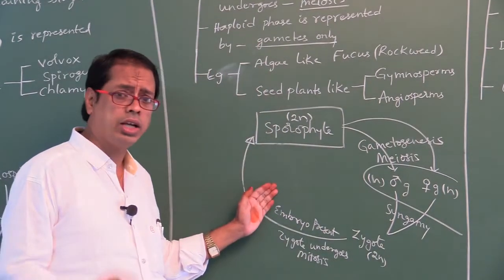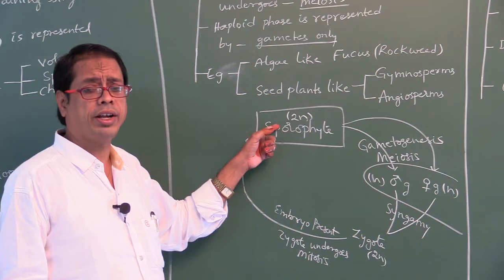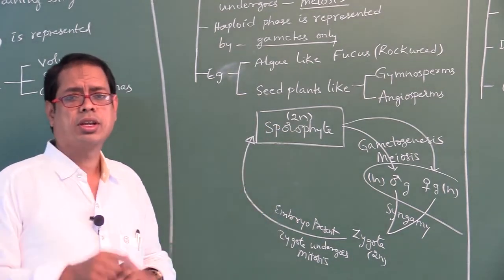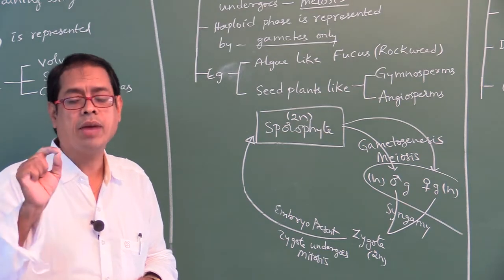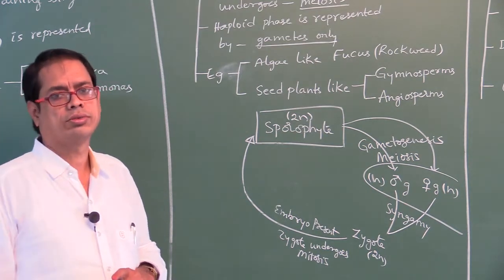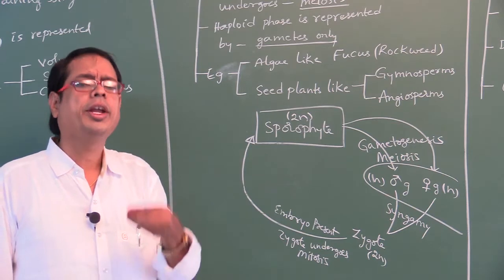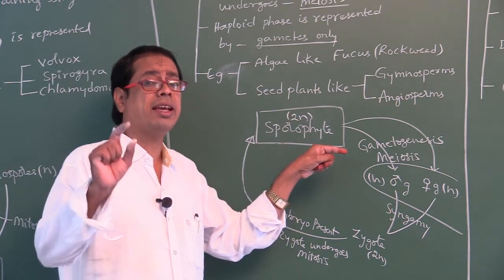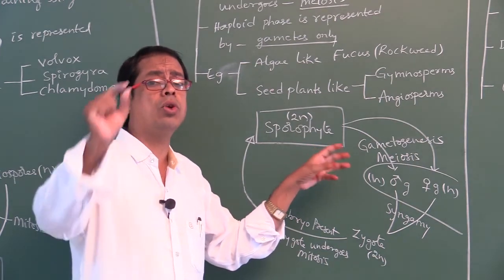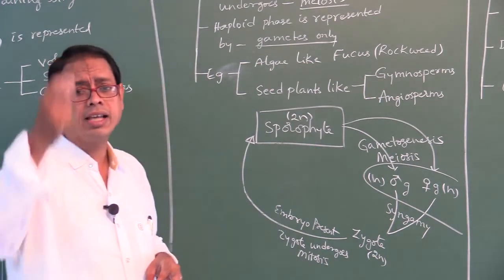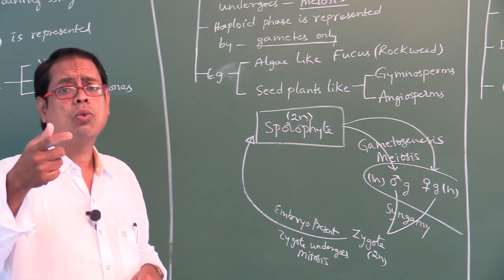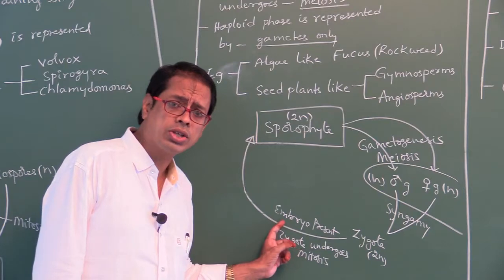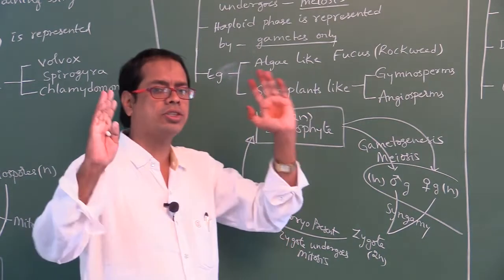In diplontic life cycle, dominant phase is sporophyte. Here, sporophyte produces gametes, not spores. Generally, sporophyte means it can produce spores. But here, sporophyte will produce sex organs like antheridium and oogonium in Fucus. Antheridium produces male gametes, oogonium produces female gametes. Okay? Zygote undergoes mitosis.